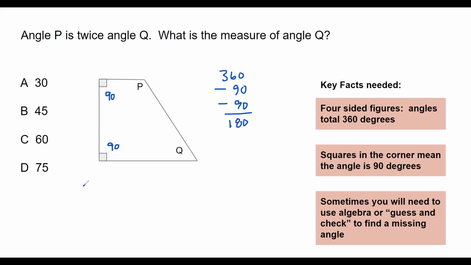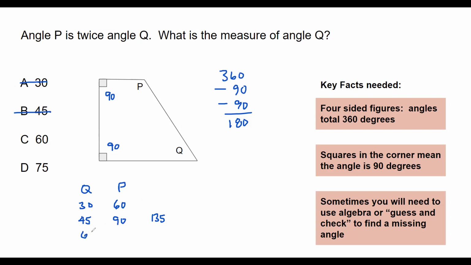So if angle Q is 30, answer A, that means that angle P would be what? Angle P is twice angle Q. So that means angle P would be 60. Do 30 and 60 add up to 180? They don't. So that answer doesn't make sense. How about 45? If Q is 45, then P is 90, that adds up to 135. So that's not true.